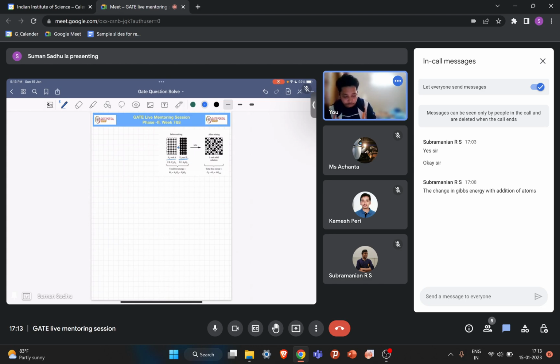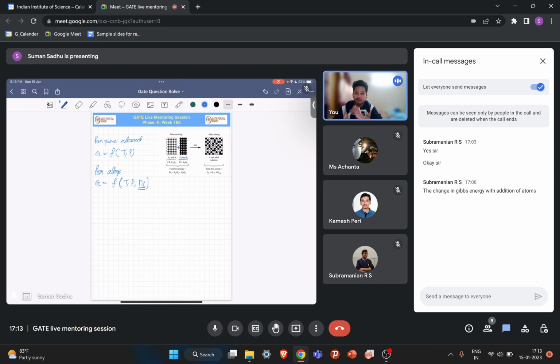So for a pure element, your G is a function of only temperature and pressure. But for an alloy, G is a function of temperature, pressure, and number of moles of element i, let's say. Okay, so in this case one more variable is there.